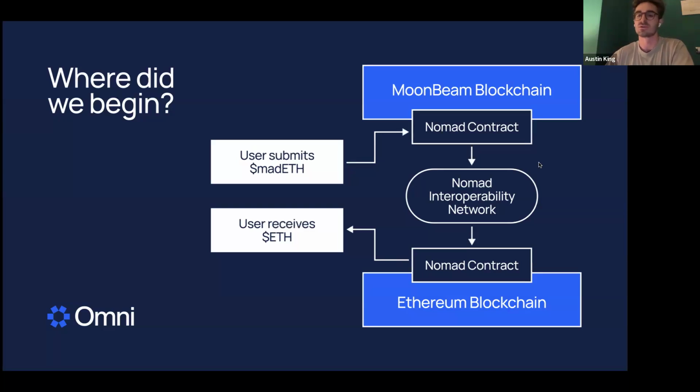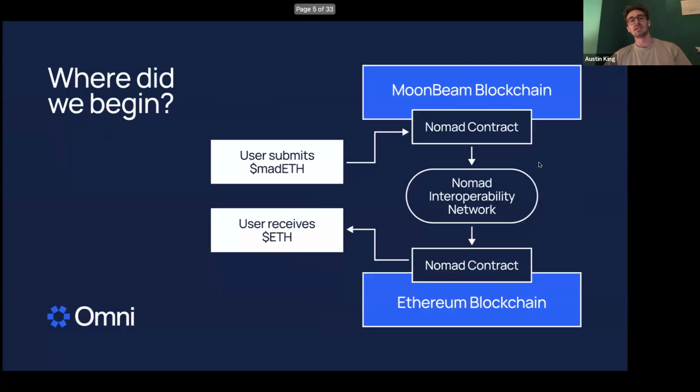And it had this pretty nice user experience where users, anytime they wanted to go back to Ethereum, would just submit their MAD ETH to the Nomad contract on Moonbeam, and they would get out their ETH on the other side. So pretty seamless for end users. And here we're talking about a different blockchain, but this applies equally to any L2 or rollup that is on top of the Ethereum ecosystem.